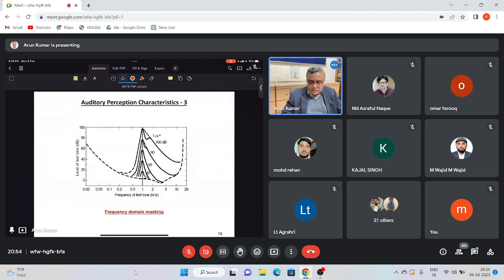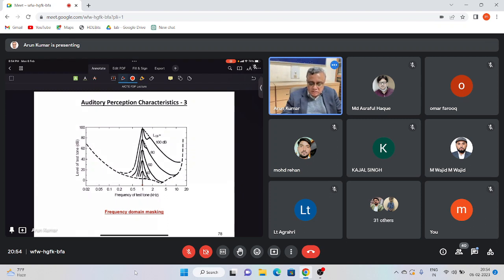Now, if I have a tonal sound, let's say at 1 kilohertz as shown in this figure, then the dashed line here shows the threshold of audibility. The threshold of audibility gets modified due to the presence of this tonal sound at 1 kilohertz, so that the new threshold of audibility is as shown by the solid lines, depending on the loudness of this tonal sound.